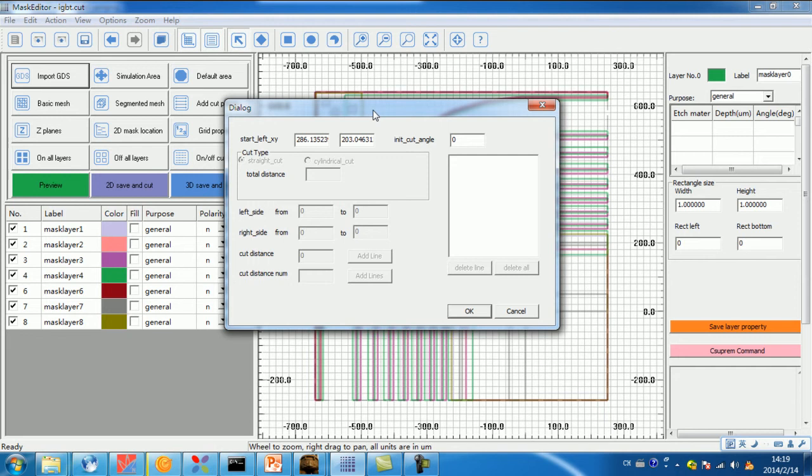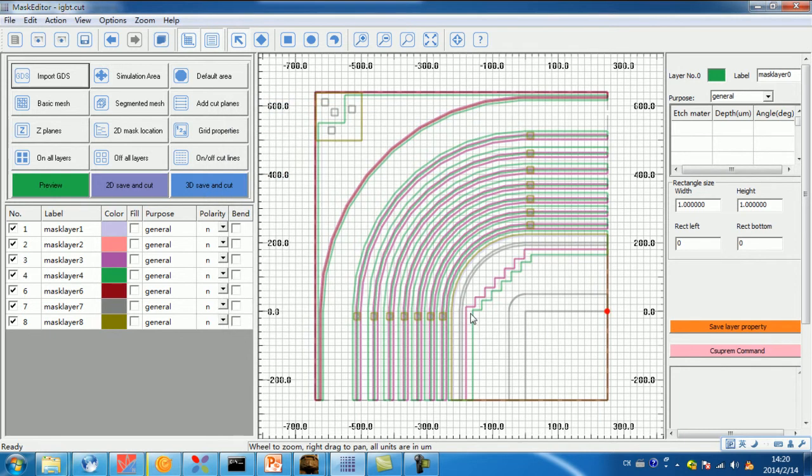I will take the starting point of the left side as start left xy. It's 249 and 0. The unit is micron. The angle of starting line and x-axis, the initial cut angle, is 90 degrees here. If you start from the starting line and work along the track, you will make a turn at this point. So this is the first block. Let's define cut lines for the first block.